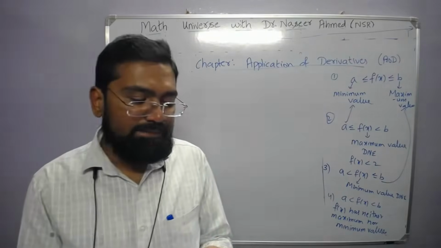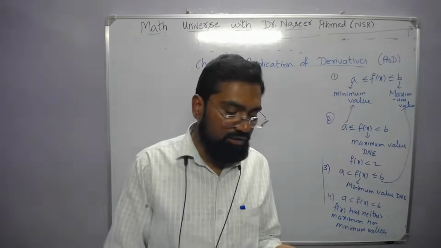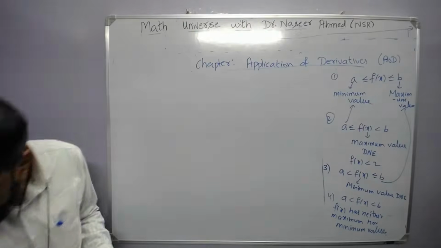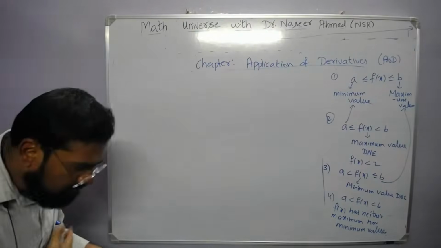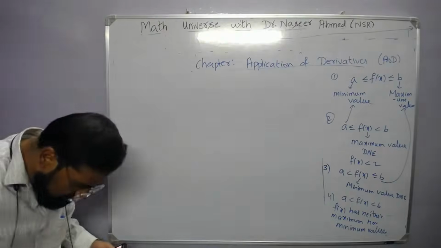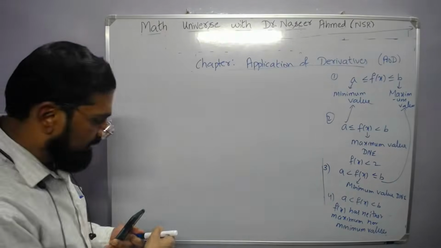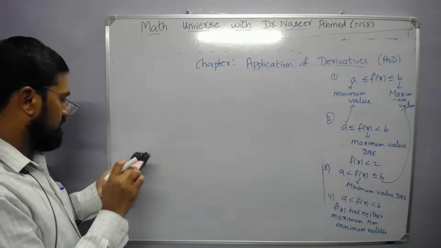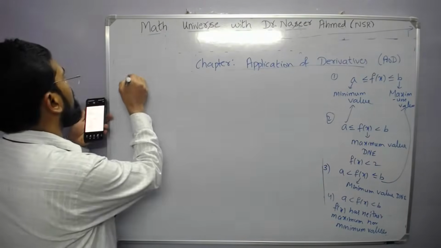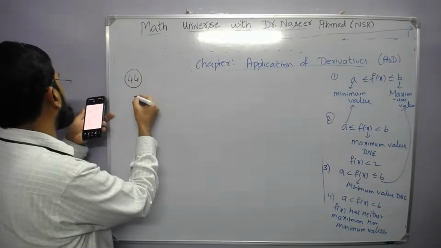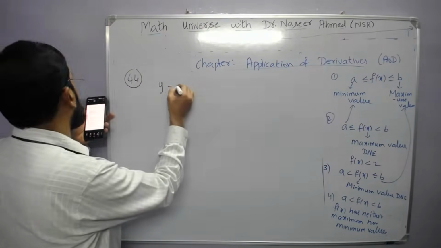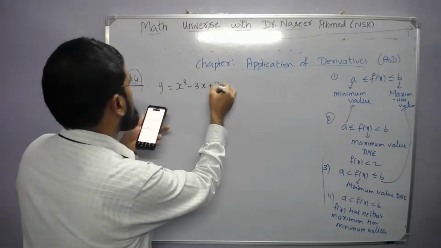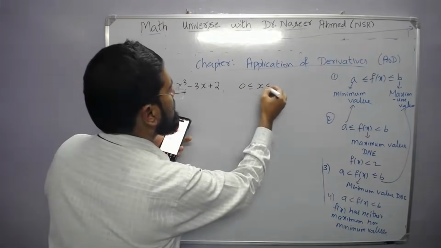The question says the absolute maximum value. Where is the pen cap? Okay, no problem. Question number 44. We want the absolute maximum value of y is equal to x cube minus 3x plus 2 in the closed interval 0 to 2.